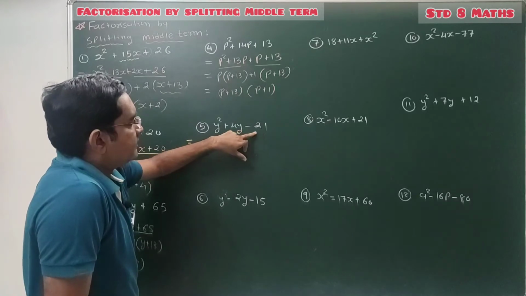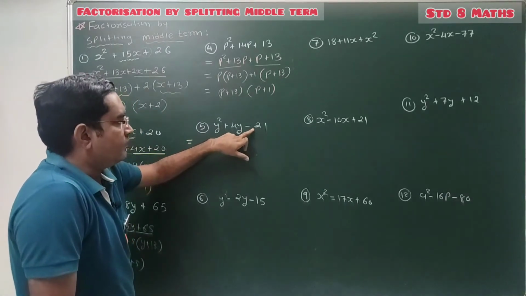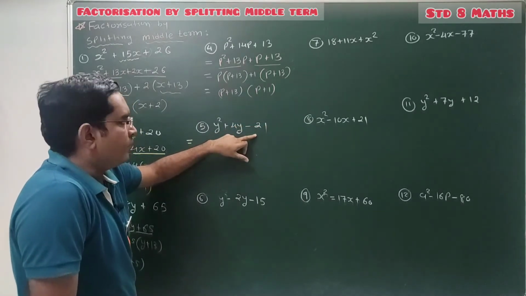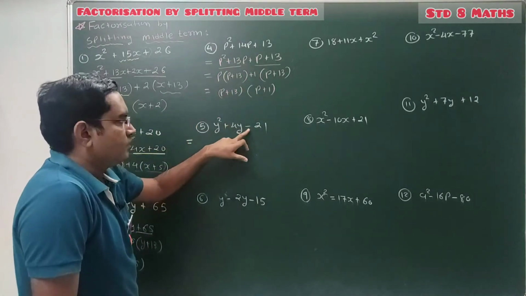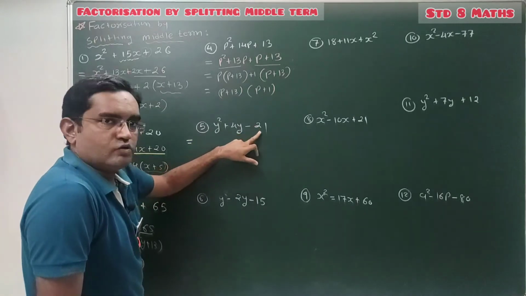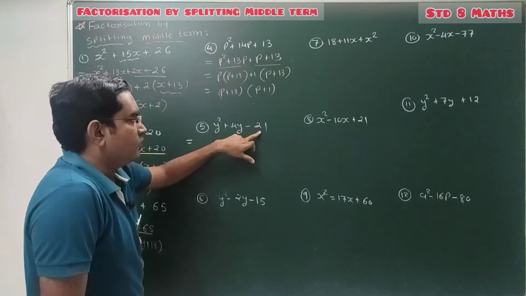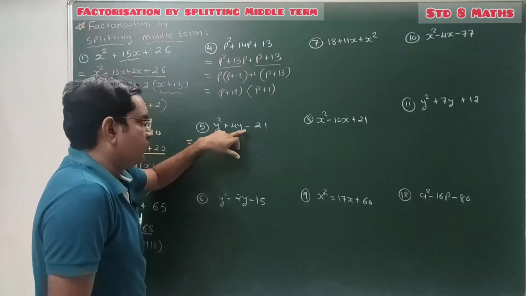Now then you have to consider the sign of this last term. Minus sign is there. So what you have to do? You have to find the factors of 21. यहाँ पर प्लस साइन थी तो हम एडिशन कंसिडर कर रहे थे. Now here minus sign is there. So what you have to do? Factors of 21 whose, minus sign के लिए subtraction. So factors of 21 whose subtraction is 4.